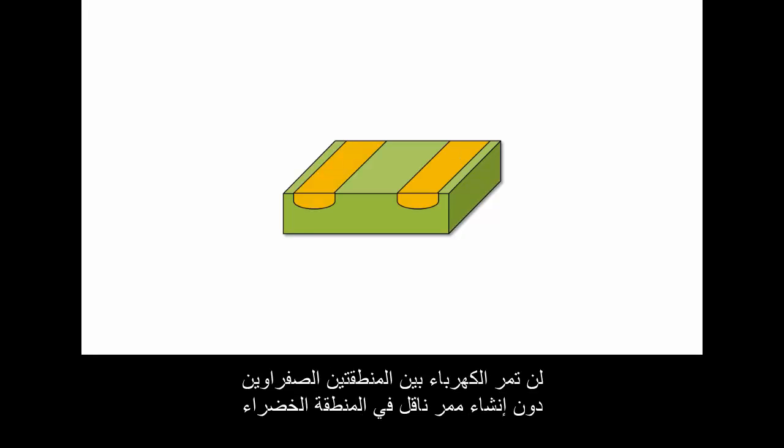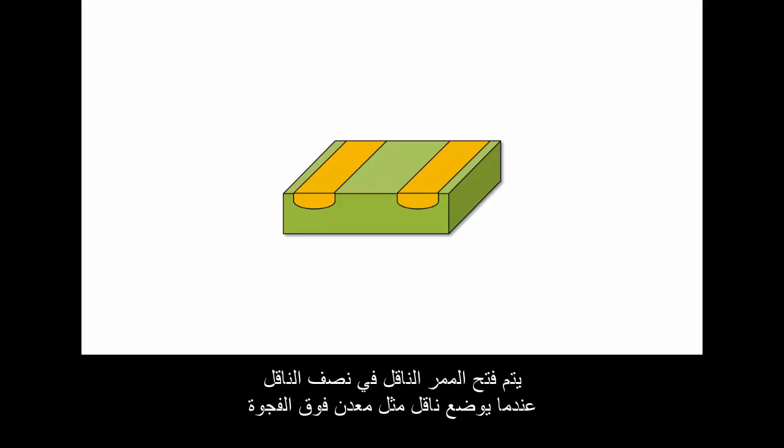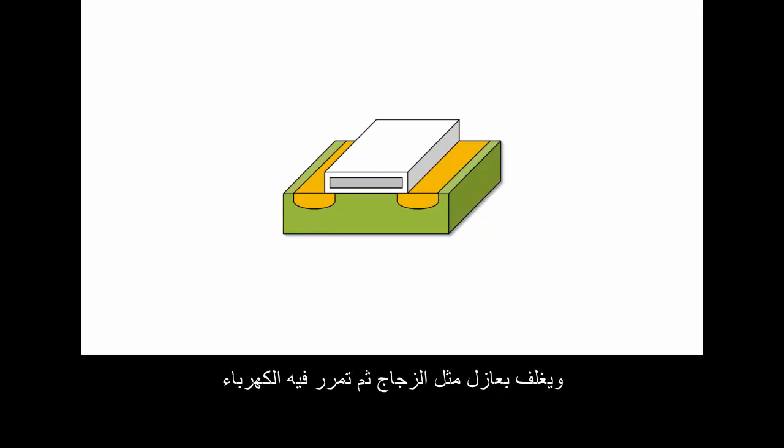Electricity will not flow between the two yellow areas unless a conducting channel is opened up in the green area. A conducting channel is opened up in the semiconductor when a conductor, such as metal, is placed above the gap, wrapped in an insulator like glass, and electrified.